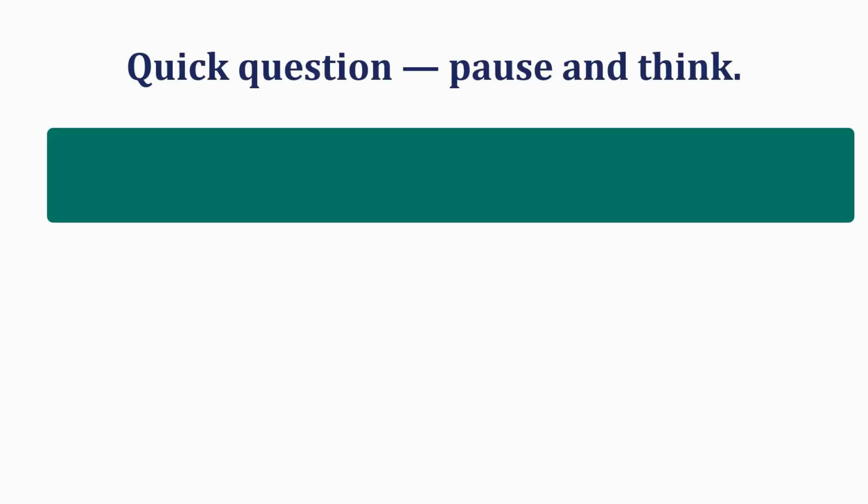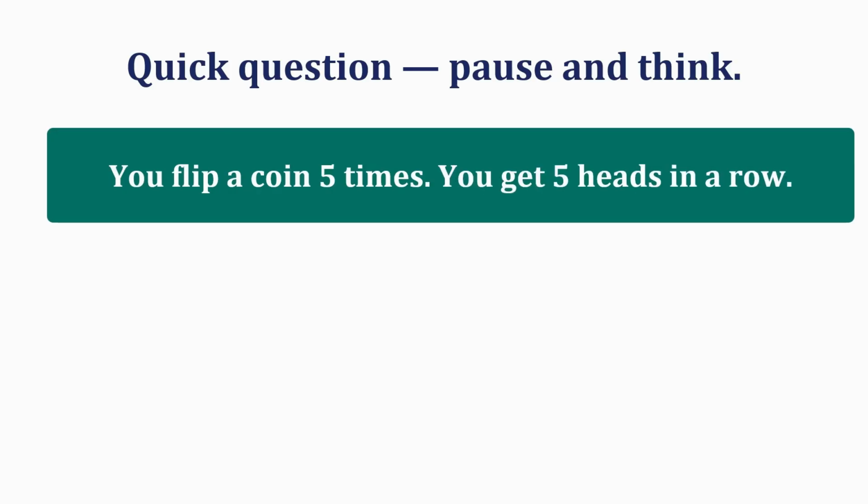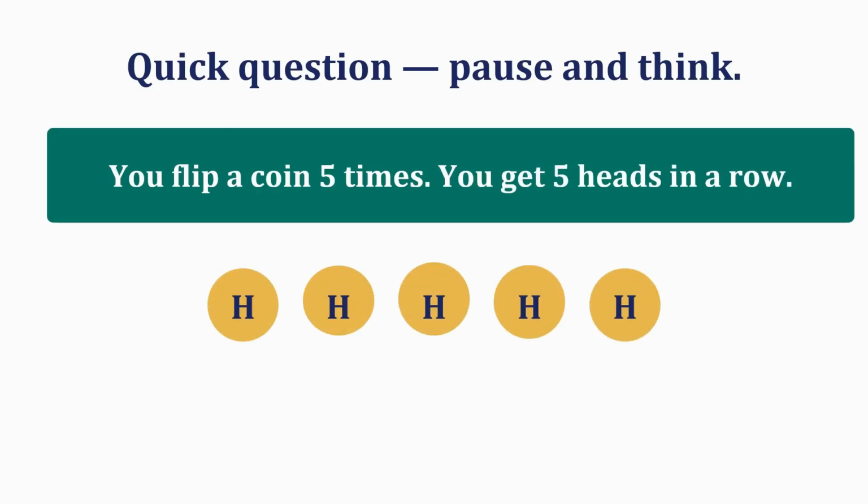Quick question. Pause and actually think about this. You flip a coin 5 times. You get 5 heads in a row. Fair coin or something off? Most people's gut says, probably not fair, something feels wrong. But how do you prove it? How do you go from a feeling to a real conclusion?